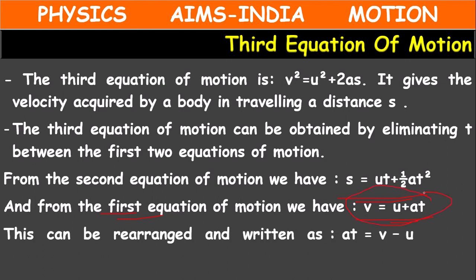This first equation of motion can be rearranged as at equal to v minus u, since u will come to this side. Or t equal to (v minus u) by a. Like that we can write.